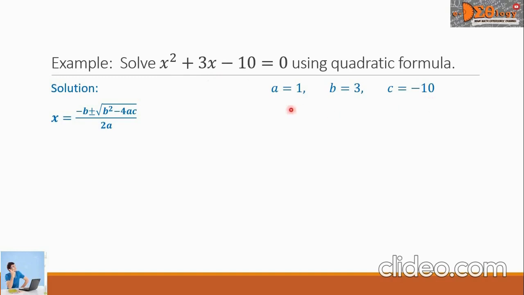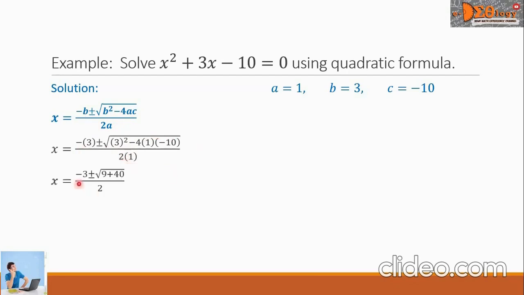Next, let us substitute these values in our quadratic formula. So we have now x equals, the negative b is now negative of 3, plus or minus the big square root, b squared now becomes 3 squared, minus 4ac, and this is 4 times 1 times negative 10, all over 2a, and this is now 2 times 1.